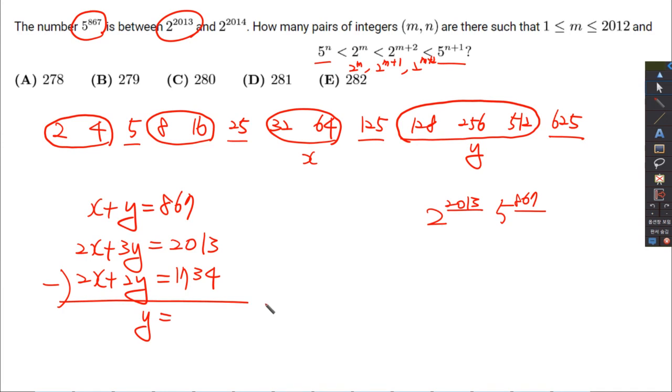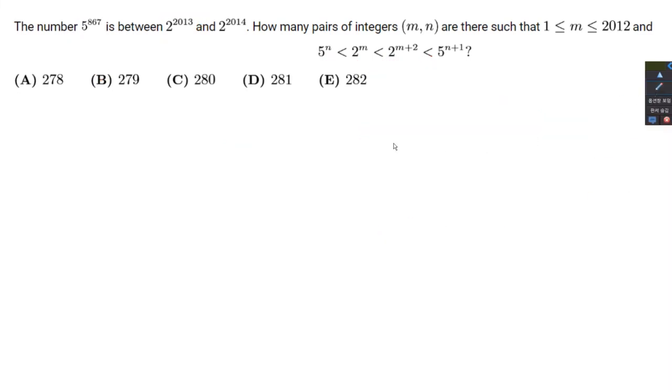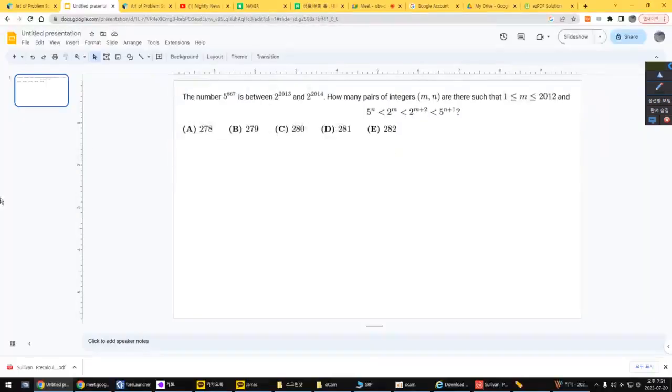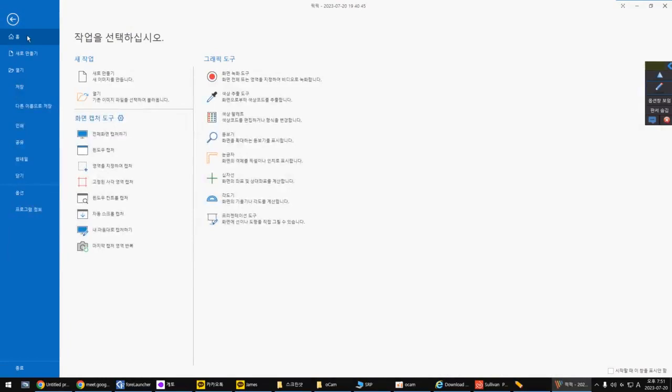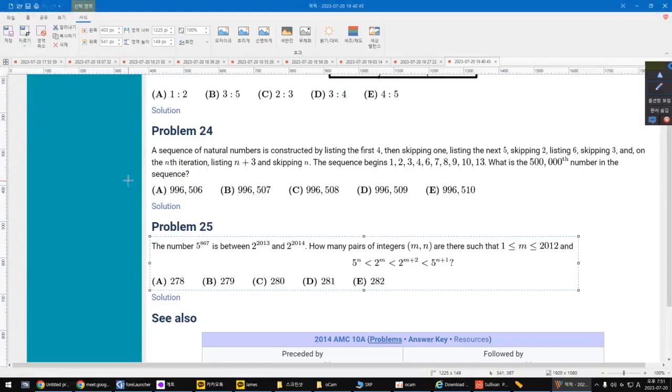Can you find the difference between 2013 and 1734? I got 279. Yep. So that's the number of intervals containing 3 powers of 2. Yeah. So the answer is B.